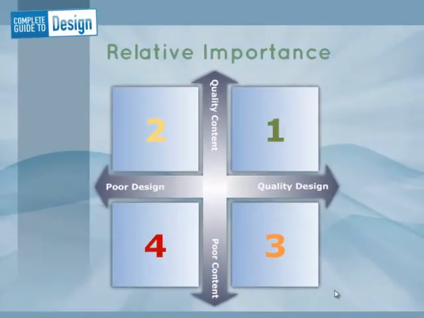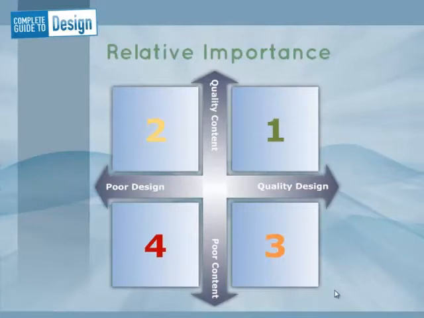On the screen right now, we've got a matrix with 4 quadrants. Now, looking at quadrant number 1 in the top right, you have sites that fall into this category. They have quality content and they have quality design. Moving across to the left, quadrant 2, you have sites that, whilst they still have quality content, they've got poor design, on that scale left to right of poor through quality design. Quadrant 3, bottom right-hand corner, you've got sites that have perhaps poor content but good design. And then finally, bottom left-hand corner, quadrant 4, we have sites that have both poor design and poor content.